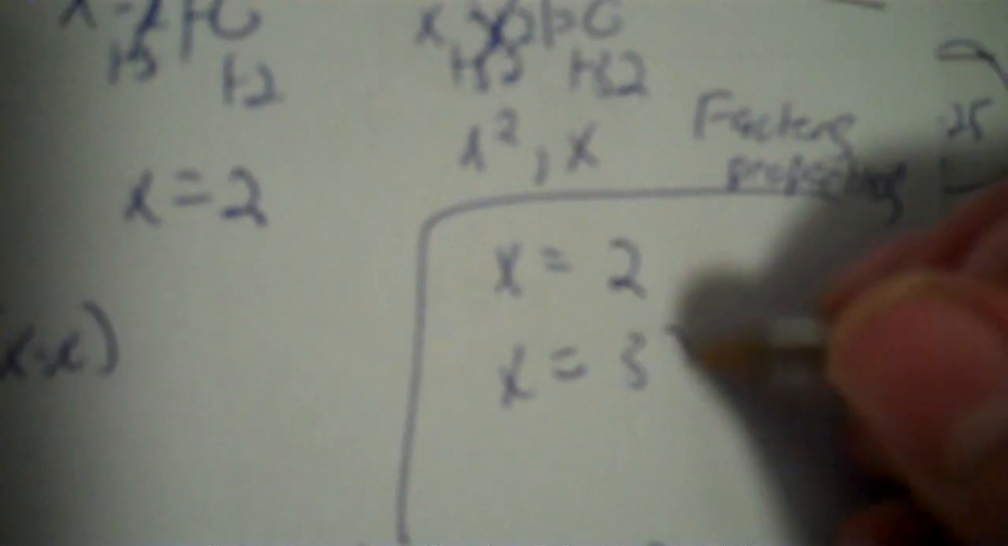So F1, F2. So plus 2, I get 2. Plus 32, plus 32, you get 32. 2 and 32.